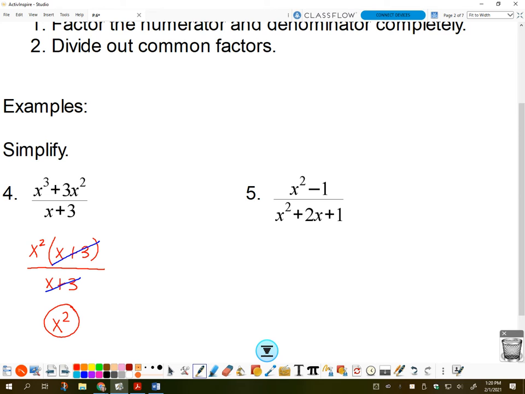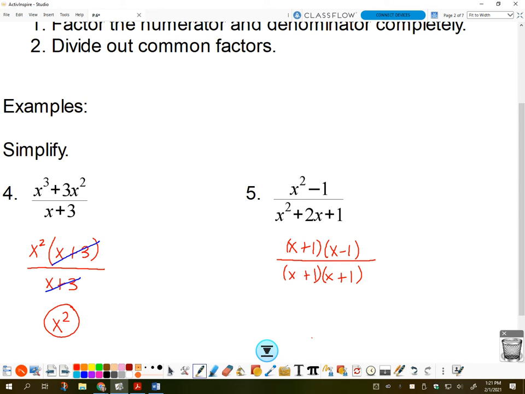Alright, so number 5, if we factor the numerator, we get x plus 1, x minus 1, because it's a difference of squares. And again, I know that little box is there following me around. I have no idea why. The denominator, you have a trinomial, so we're going to guess and check. We need x and x, we need 1 and 1, and everybody's positive, so everybody's positive.